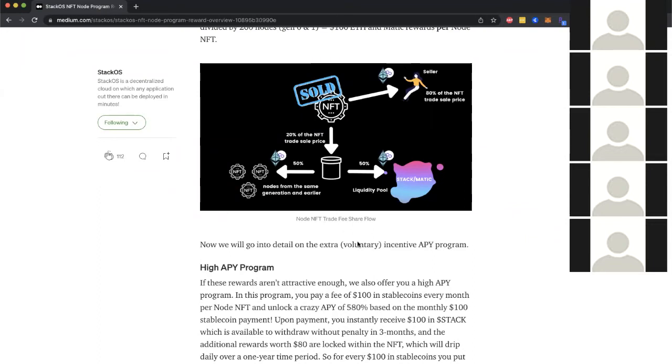Okay. So for instance, now what is it? $100 is just say 1,000 stack. Could we pay in stack, or do we have to pay in stablecoin like USDT? Yeah, so it needed to be in stablecoins.